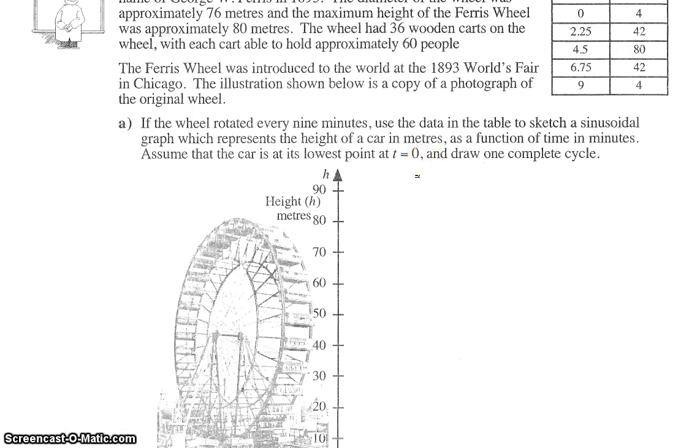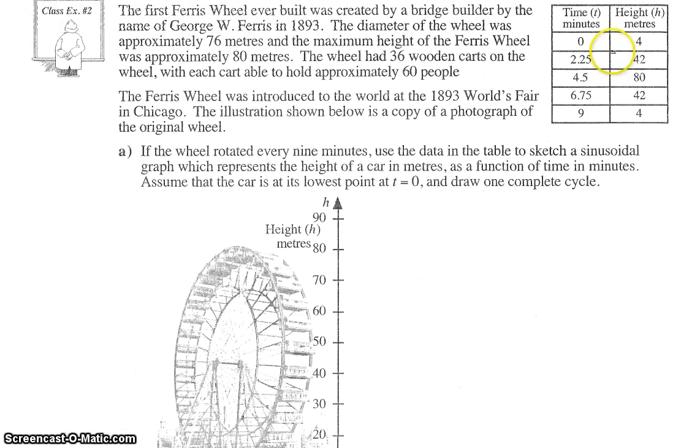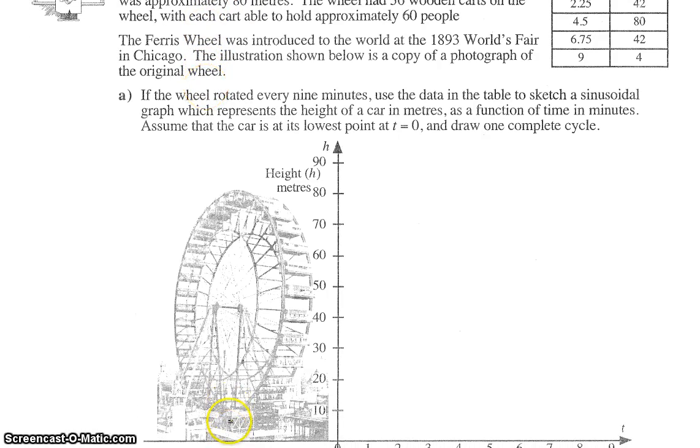Okay, so at the lowest point, what are we going to be at? They actually give that here, but if they didn't, we know highest is 80 meters, but the diameter is 76. So really that bottom cart is about 4 meters off the ground. So the lowest point would be right here at 4. Okay, and that's where we're starting at time 0.